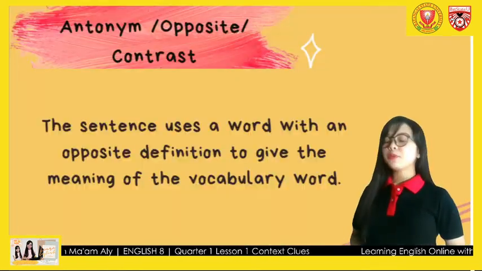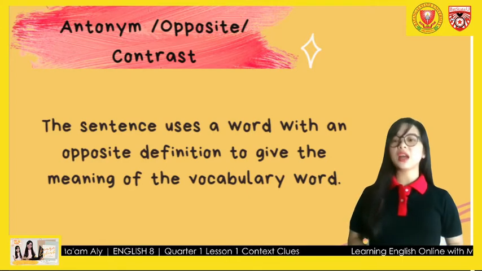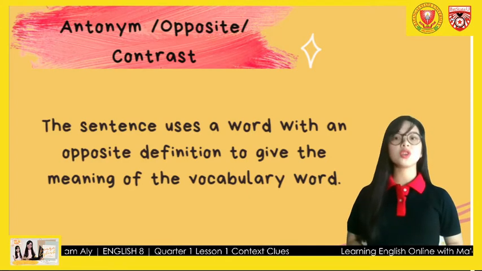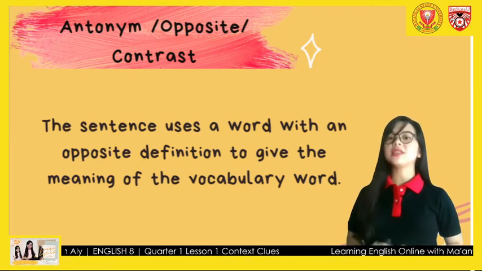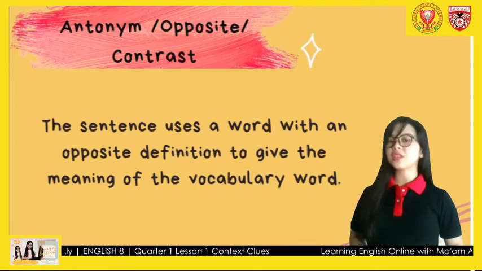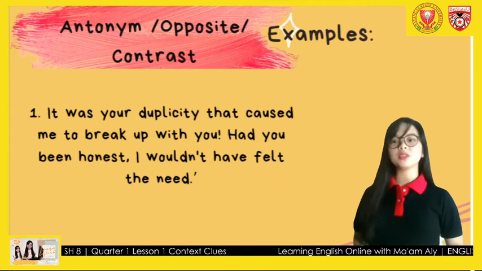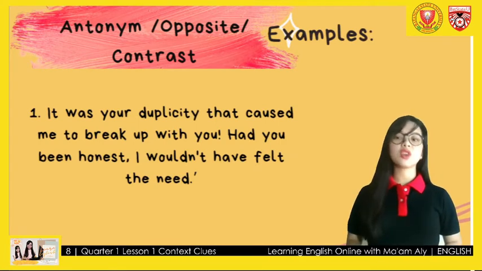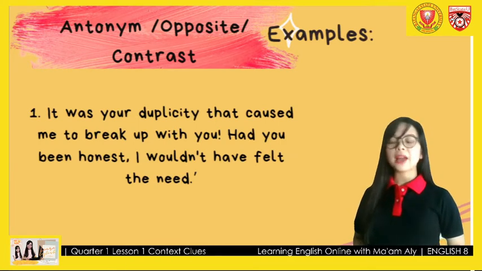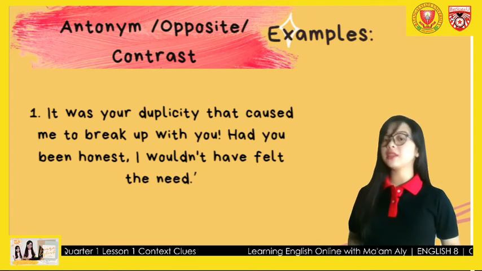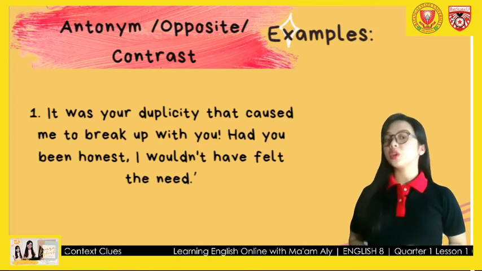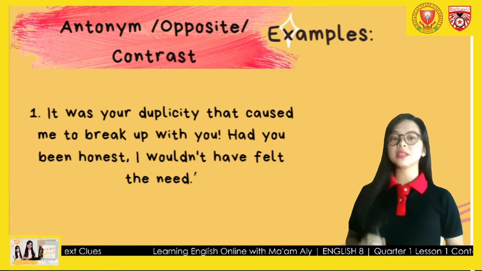The next type of context clues that we have is antonym, opposite, or contrast. Here, the sentence uses a word with an opposite definition to give the meaning of the vocabulary word. First example, it was your duplicity that caused me to break up with you. Had you been honest, I wouldn't have felt the need. Based on the example given earlier, duplicity means deceitfulness.